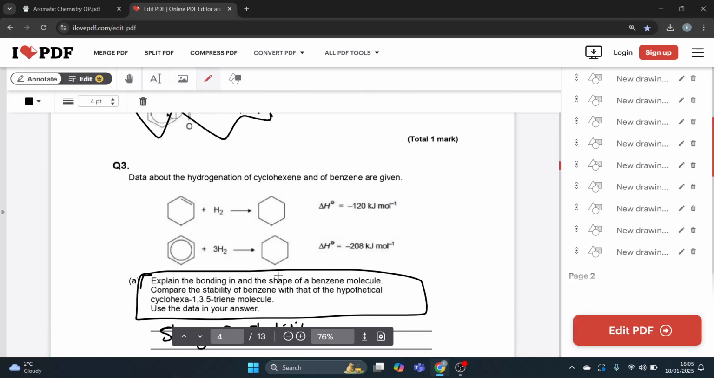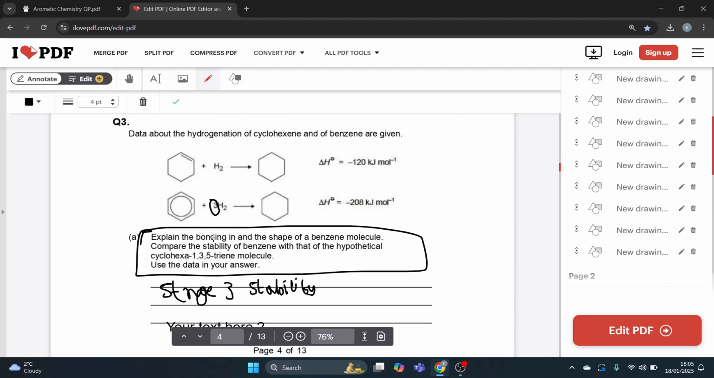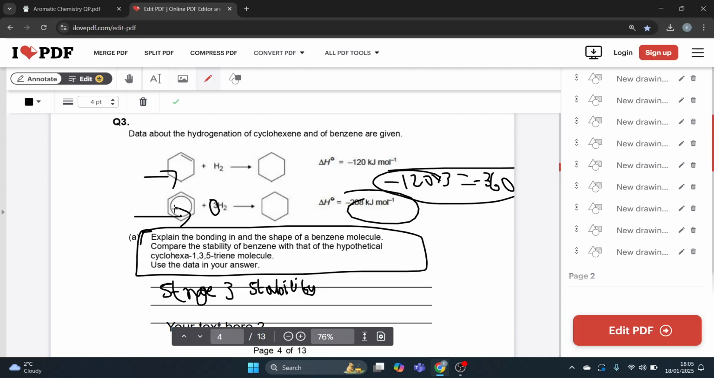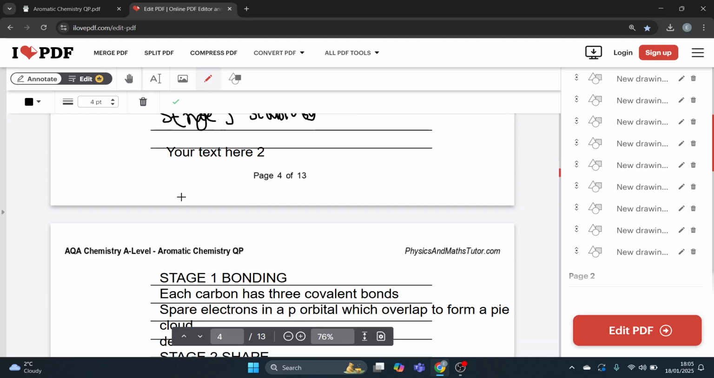If I look at this, we've got 1H2, 3H2 here. The expected enthalpy of hydrogenation of cyclohexa-1,3,5-triene would be minus 120 times 3, which is minus 360. However, it's not. It's minus 208. And therefore, the enthalpy of hydrogenation of benzene is 152 kilojoules per mole less exothermic.